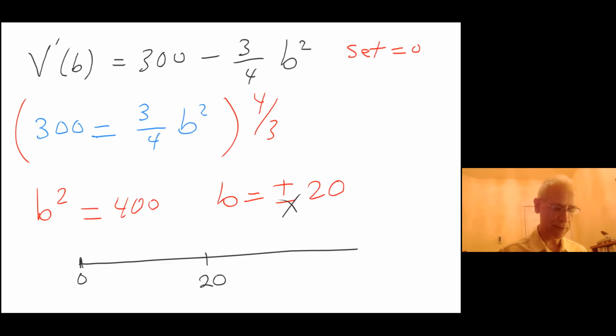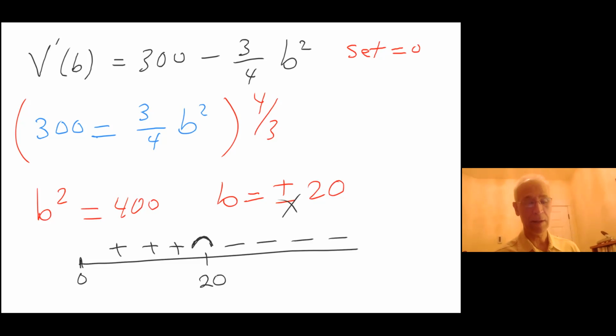So now, starting from 0, 20 is my critical point. If I test a number between 0 and 20, let's say 1, and I plug that into V prime, I get a positive result. And after 20, let's say if I try a number, say 25 or 30, and plug it in, 30 squared is going to be 900, certainly I get negative numbers. So notice that the tangent lines are going up before 20. It's 0 at 20, since we set the derivative equal to 0, and they're going down after 20. So I do have a maximum at 20.